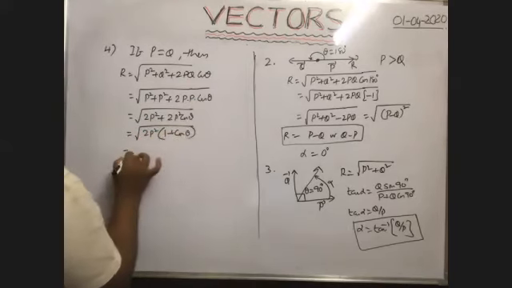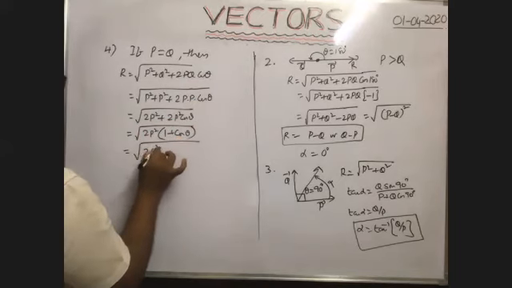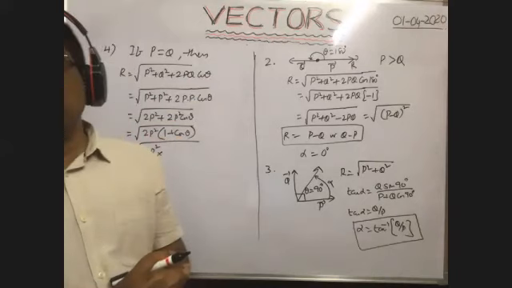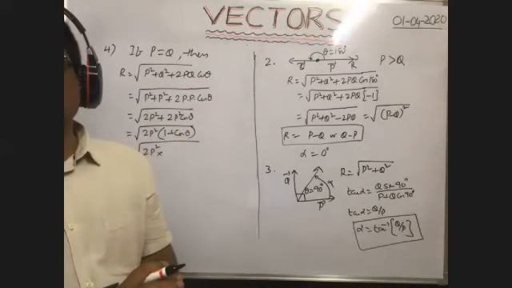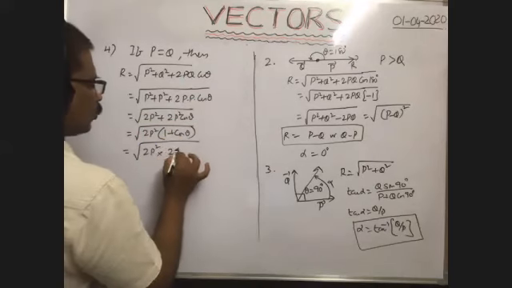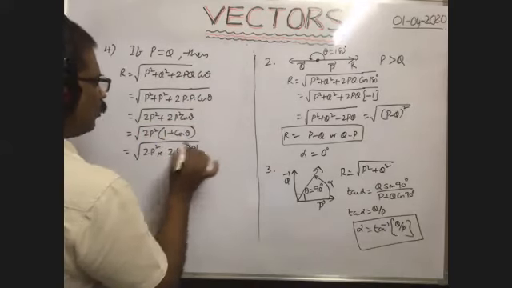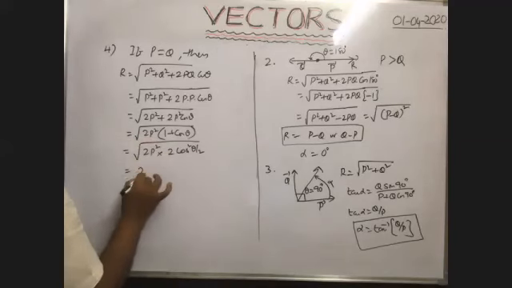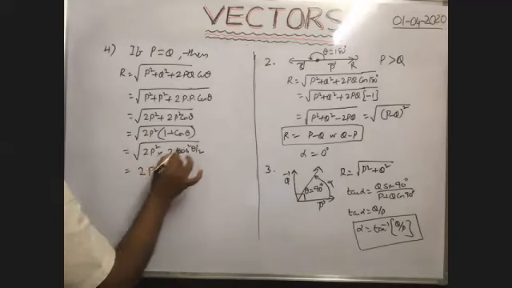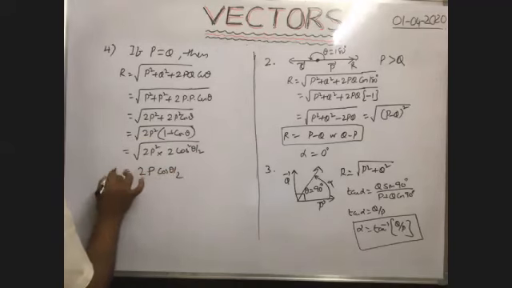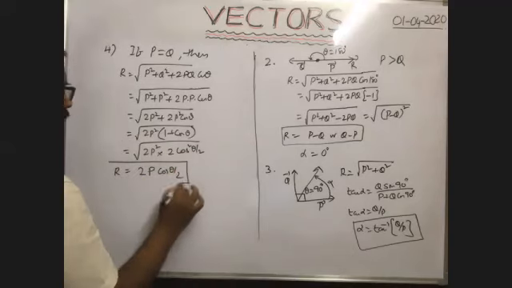How can we write 1 plus cos theta? 1 plus cos theta can be written as 2 cos square theta by 2. Therefore, 2 into 2 is 4, and when you write it outside the root, it becomes 2. P square under root means P. Cos square means cos theta by 2. So 2P cos theta by 2 is the formula for the magnitude of the resultant.